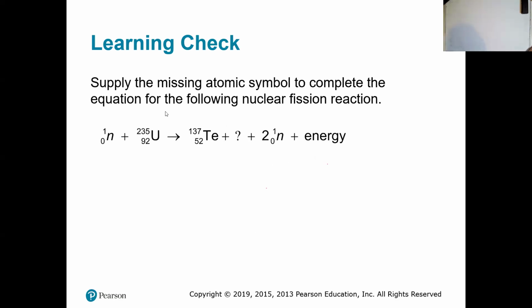All right. Let's look at this equation. This one says supply the missing atomic symbol to complete the equation for the following nuclear fission reaction. And here, this is just like any other nuclear equation that you work with. We're going to write down the particles that they're giving us, and we are going to find the missing piece. Take a second to write this down and try it out. Even if you tried it in class, just take a blank piece of paper out and try it again now.